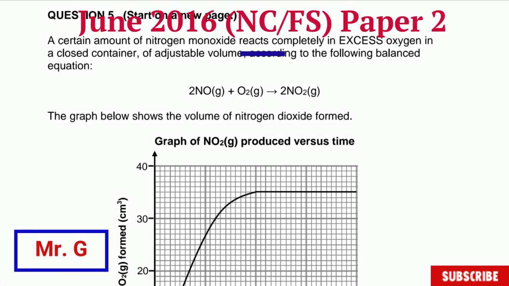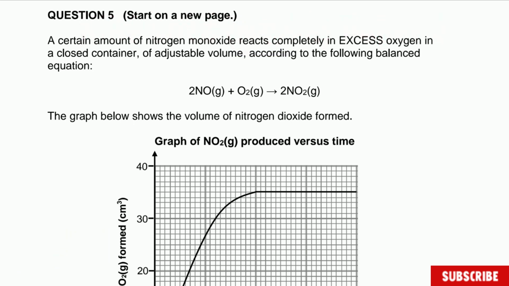This time we're going to be doing a question on rate of reaction. This one is question 5 from June 2016, paper 2. We already answered all of paper 1. We're going to do the same with paper 2 of the same year. But we're going to start with the rate of reaction and answer a couple of questions on rate before we finish this question paper.